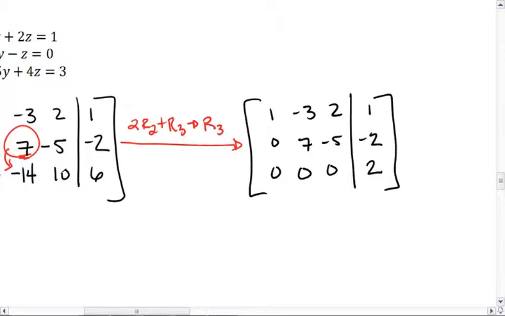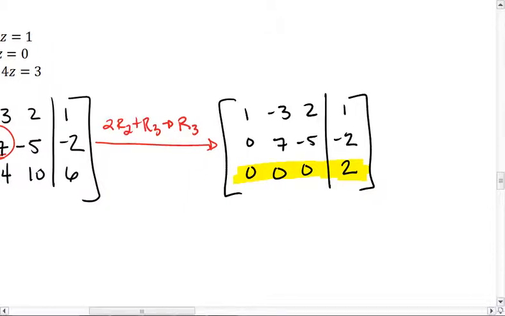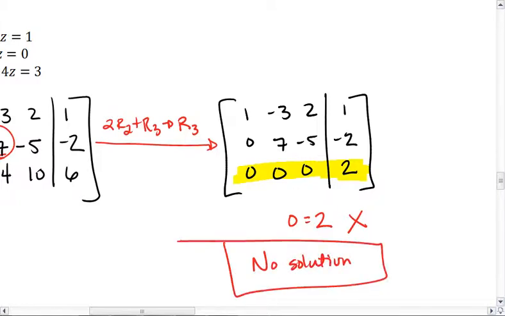Okay, as soon as you see all zeros here, one of two things is going to happen. Either you're going to get a true statement where 0 equals 0, or you're going to get a statement like we have here where 0 equals 2, which is not correct. This means we already have a contradiction, and thus there is no solution. We can stop right there.